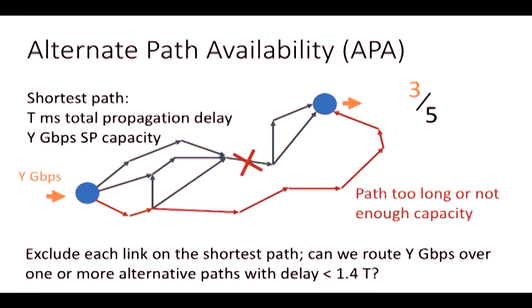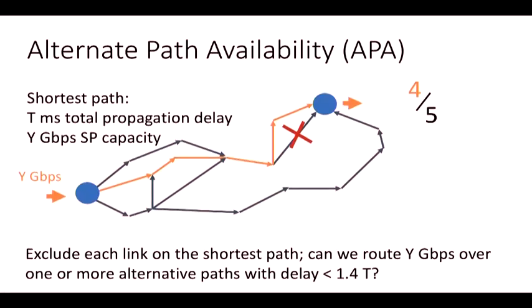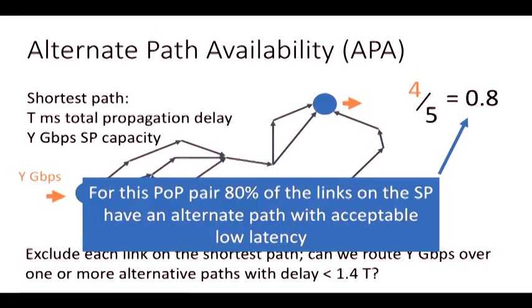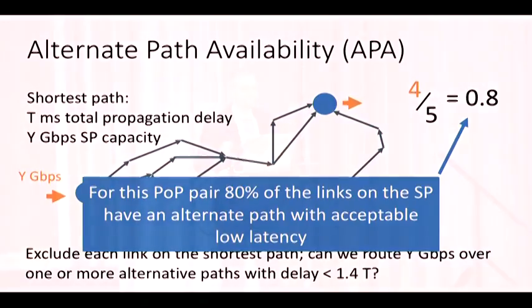The fourth one, however, its only alternative is a path which is either too long or it doesn't have enough capacity. So we're not going to increment our counter for that. The fifth link is fine. And then we end up with 0.8. So this means that for this POP pair, 80% of links on the shortest path have an alternate path with acceptable low latency. And we call this the alternate path availability for this pair of POPs.